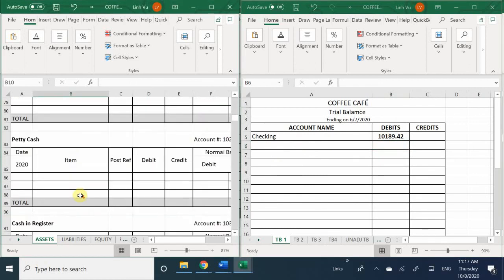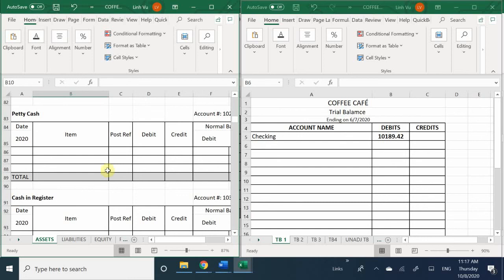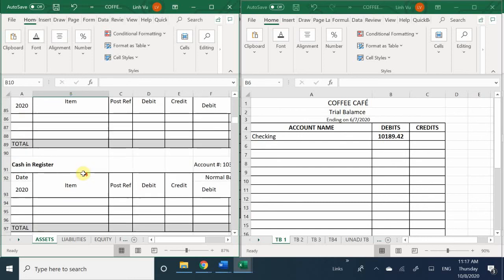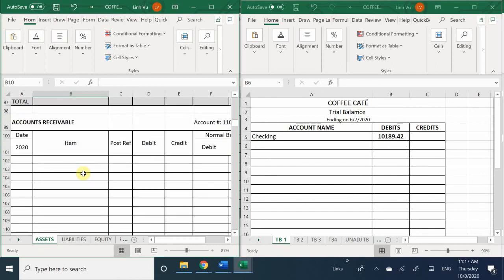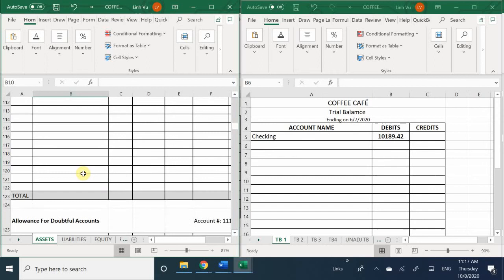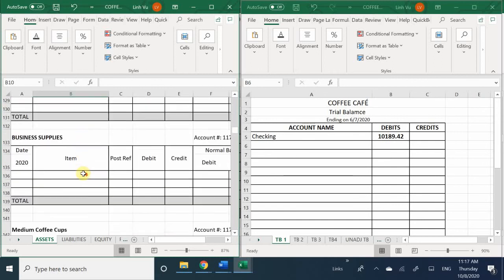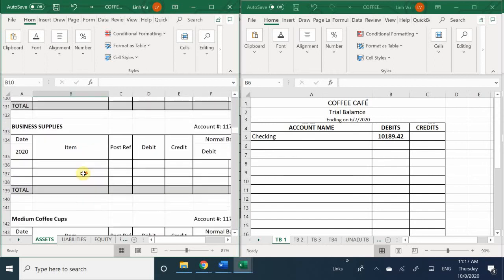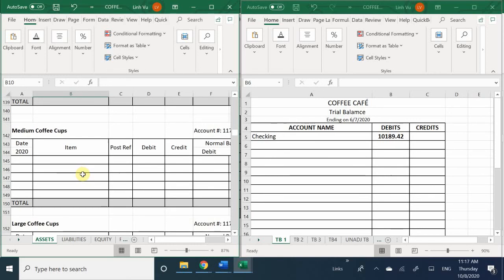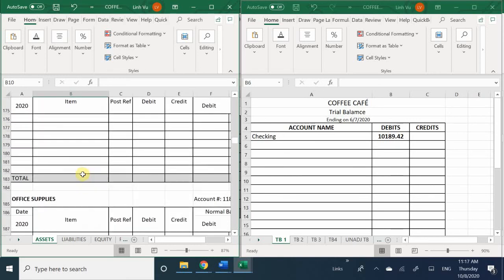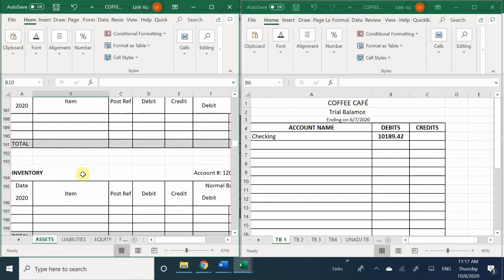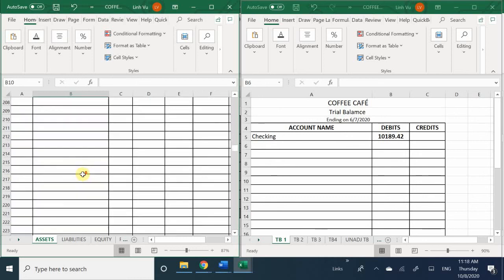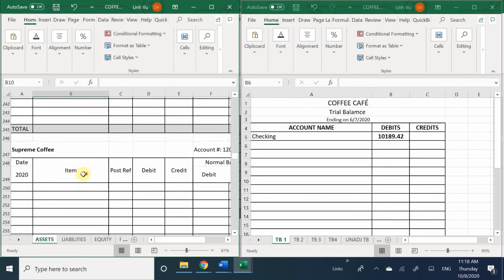All right. Next account, do I see anything in my petty cash fund? No. What about my cash in register? No. Accounts receivable? Nothing. What about allowance for doubtful accounts? Business supplies? So I can assume that business supplies doesn't have anything. All right. So I'm going to keep scrolling. Office supplies. Do we have anything there? No, not yet. Okay. What about inventory? I haven't even touched inventory at all, so you can skip that part.